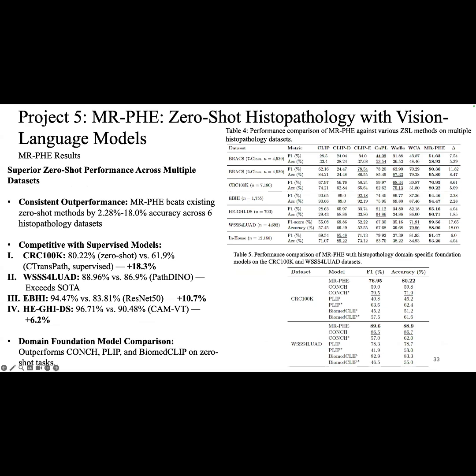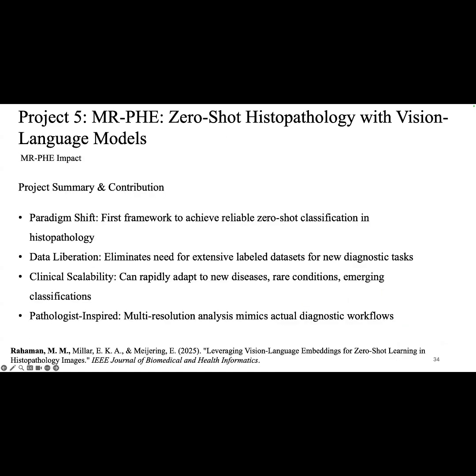So the result is promising. First, our model beats all the zero-shot learning methods by 2 to 18% across 6 datasets. Second, we often outperform fully supervised models despite using zero training data. And third, it outperforms pathology foundation models like CONCH and PLIP. So to summarize, Project 5 represents a paradigm shift. It is the first framework to achieve reliable zero-shot classification accuracy in histopathology across multiple datasets and tasks.